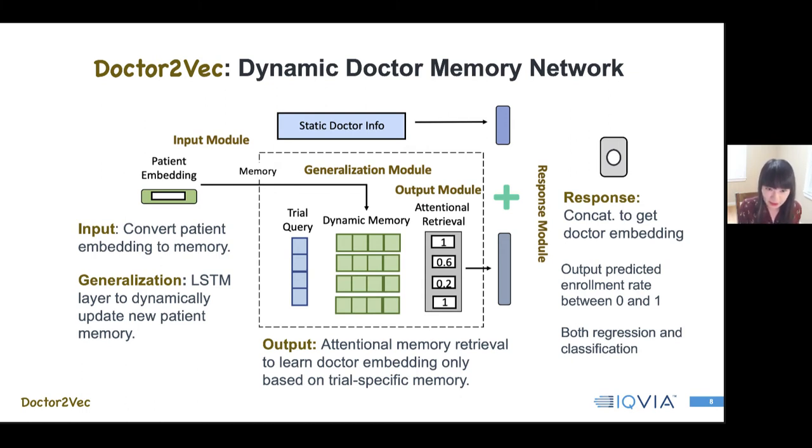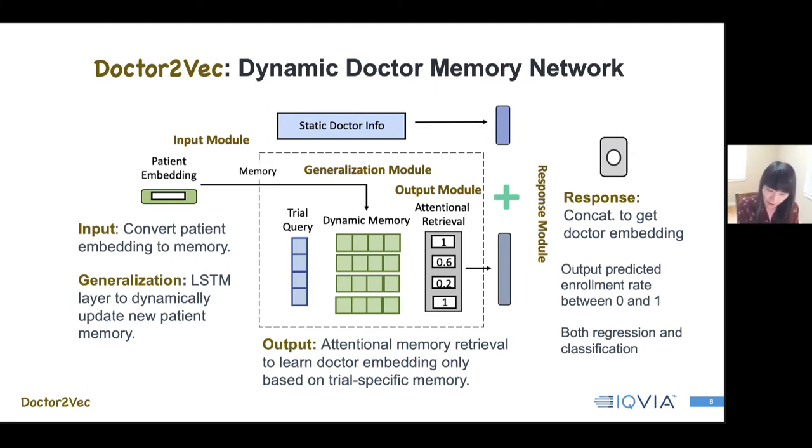When we make a prediction to learn the fitness of a doctor for a new trial, we use the trial embedding, the query, to retrieve the relevant part of the memory, and finally output the dynamic embedding for that doctor with respect to that trial. Here, the relevance is determined by an attention mechanism. The output embedding will be concatenated with another doctor embedding that encodes the static information of a doctor, and then the final embedding will be used to make the prediction.